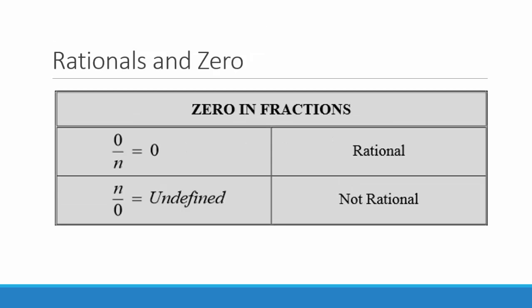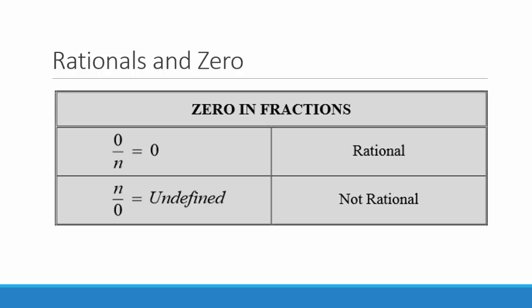Rational numbers and 0. When you have a 0 as part of the fraction, we need to be careful and interpret it properly. When we have 0 in the numerator, we can read it as 0 divided by a number. 0 divided by any number except 0 is equal to 0. So when 0 is in the numerator and a non-zero number is in the denominator, the answer is 0. And 0 is a rational number.